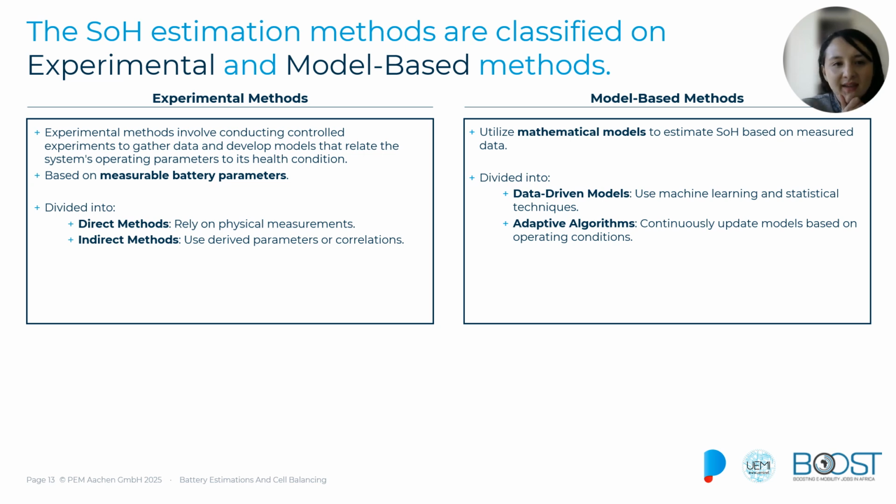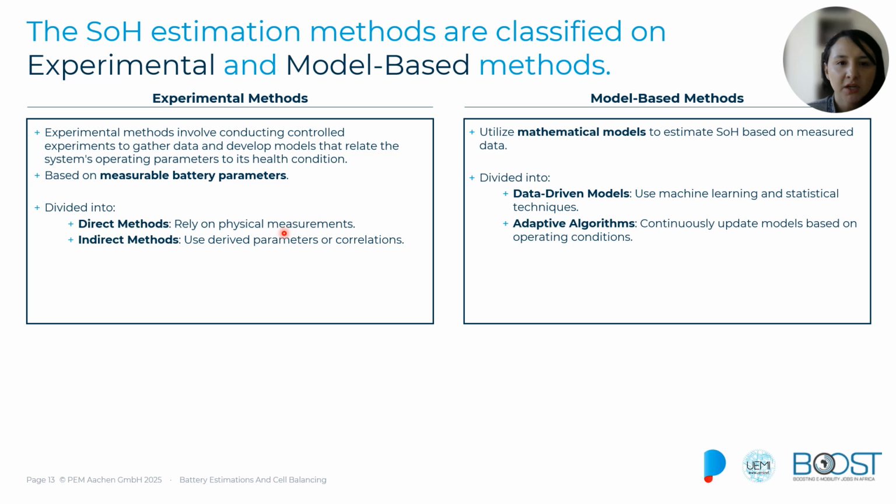So how is the state of health estimated? Here the methods are broadly classified into categories. The methods that we use can be experimental or model-based. The experimental methods involve conducting controlled tests to gather data and to correlate the battery operation parameters with its health conditions. And these methods are based on direct measurements or indirect measurements.